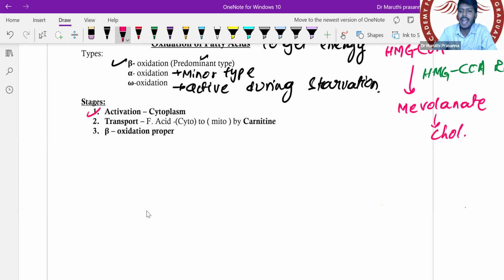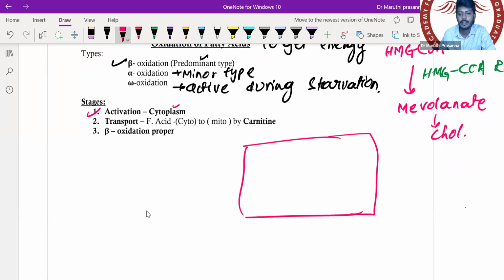The first stage is activation. Activation for beta oxidation occurs in the cytoplasm. So consider this is your cell. In the cell we have mitochondria and the cytoplasm, right? In the cytoplasm activation occurs. So fatty acid is activated. This activated fatty acid will be transported into the mitochondria.